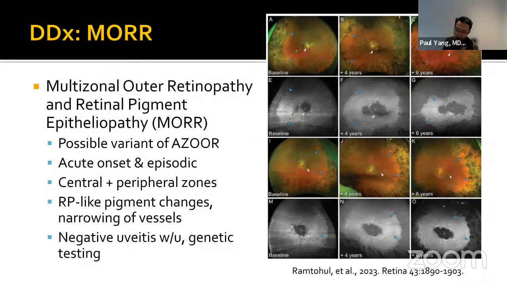Whereas RP is chronic and progressive, AZOOR and variants of AZOOR like this one tend to have acute onset, and is episodic. Okay, and this specific variant has central and peripheral zones of involvement. Over time, you can see the affected areas will develop RP-like pigment changes, as well as narrowing of vessels. Okay, and in this case series, published in 2023, all these patients had negative uveitis workup and negative genetic testing. So be aware of this.